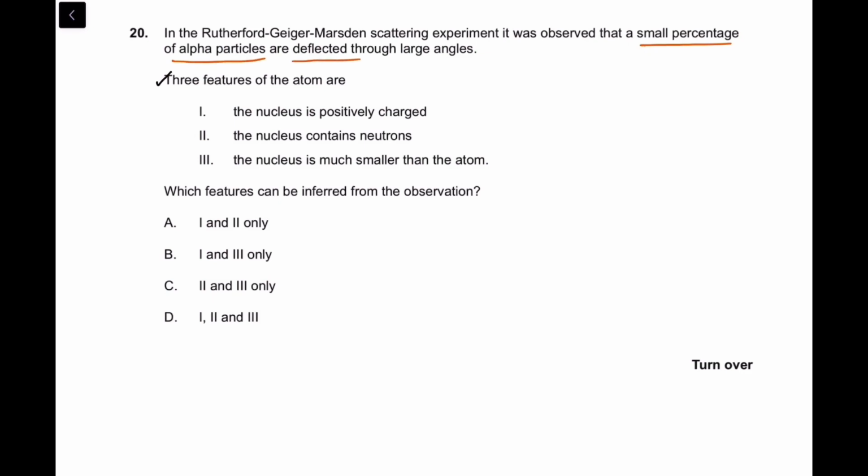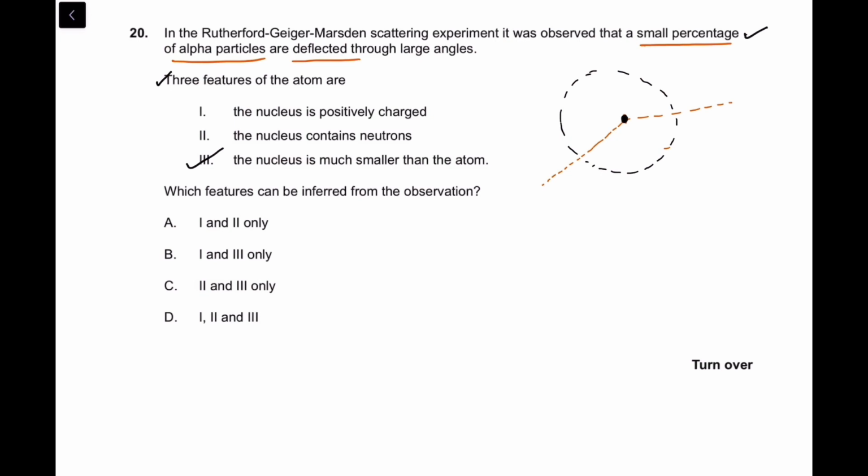Why are they deflected? When alpha particles are being projected, the nucleus is very small compared to the rest of the atom. Suppose this is the rest of the atom and this is the nucleus. The nucleus is very small, so a very small number of alpha particles will collide with the nucleus and get deflected through large angles. That states the small percentage of alpha particles are deflected, so I can say the nucleus is very small.